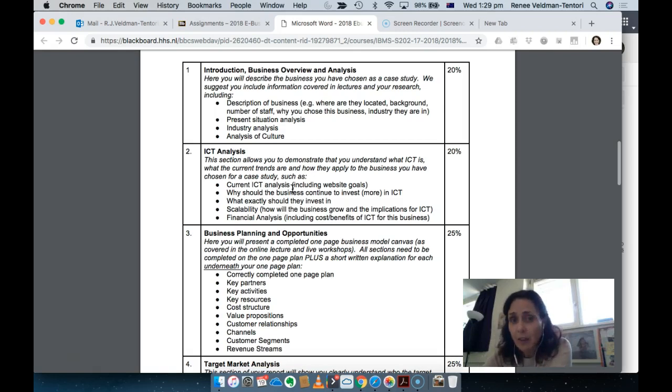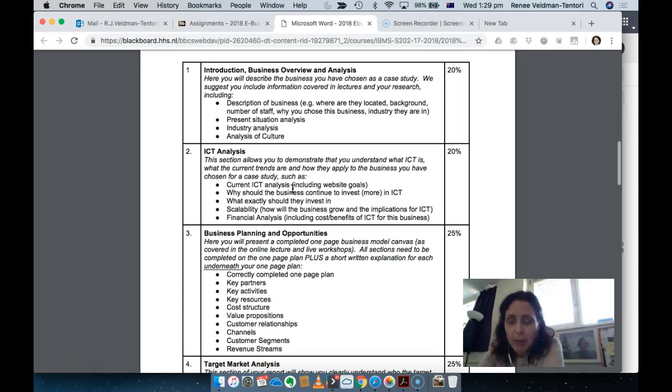So what kind of ICT are they using? One tip there to also prepare you for the next assignment is if they have a website, which a lot of businesses do, what are the goals? Why do they have a website? Why should the business continue to invest in ICT? What are they maybe already investing in?